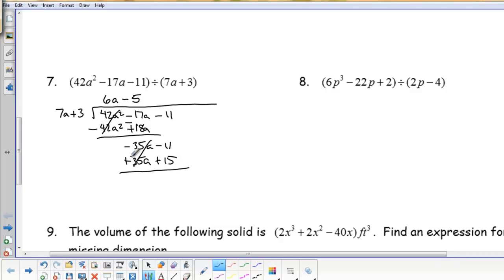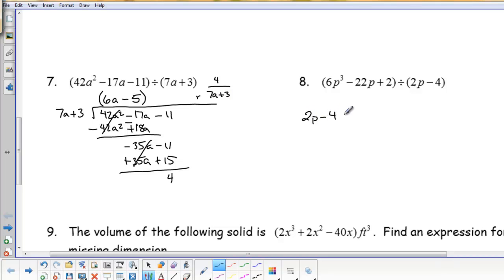The cancel is still there, so we've done it properly. Negative 11 plus 15 is 4. So the answer to this problem is 6a minus 5 with a remainder of 4 divided by 7a plus 3.